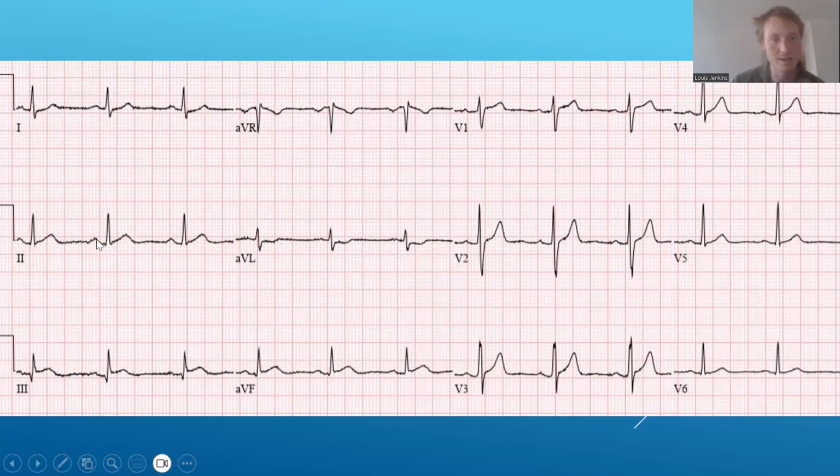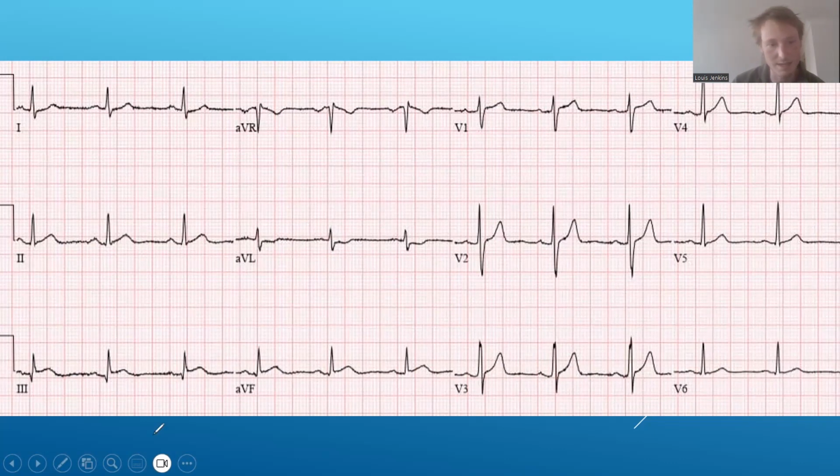Lead 3, so our inferior leads that we remember are 2, 3, and AVF. We have a bit of a Q wave in lead 3 developing. This can be a normal variant, so on its own, I wouldn't say I'm too concerned about that. But we do have about 1 millimeter of ST elevation here. And that is concerning. That's not normal. So if this is our isoelectric line here, I'm not sure if you can see my mouse. I hope you can. Then we would have about 1 millimeter, or potentially even just under 1 millimeter of elevation.